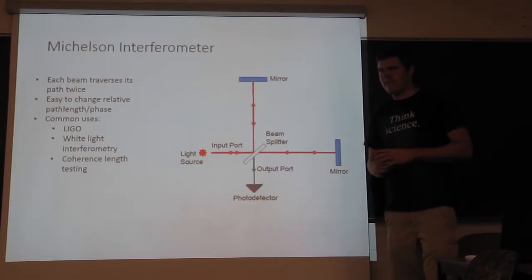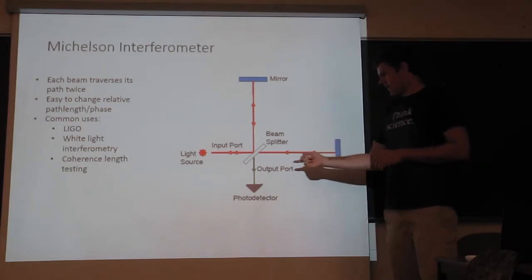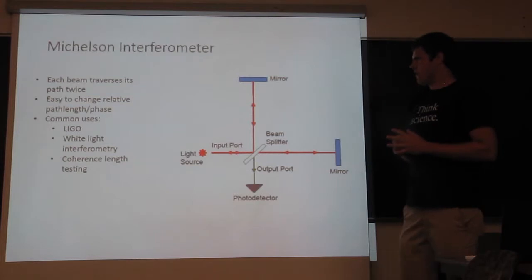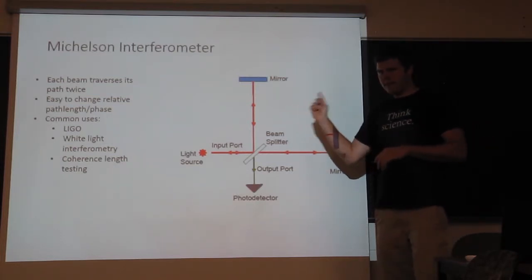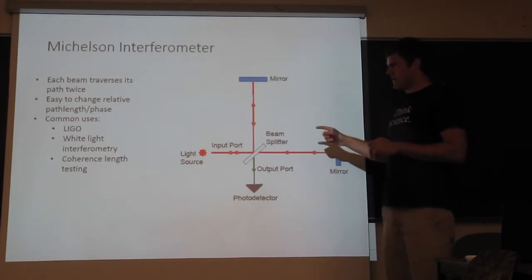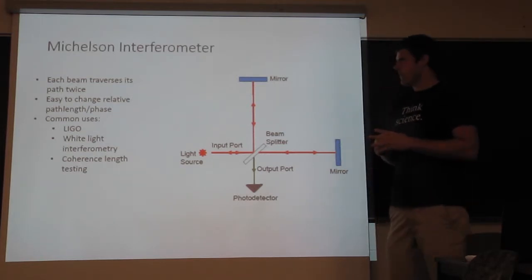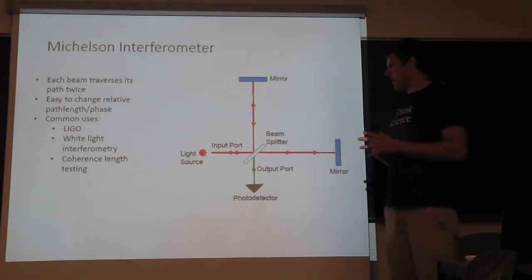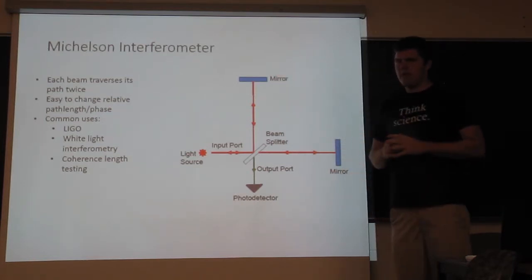Next would be the Michelson Interferometer. This interferometer splits the beam into two paths, bounce off a mirror and come back together. One thing to note is that each beam traverses its path twice instead of just once. The two paths are completely separate, and also it's really easy to change the relative path length without distorting the alignment by just adjusting the path length of this mirror.